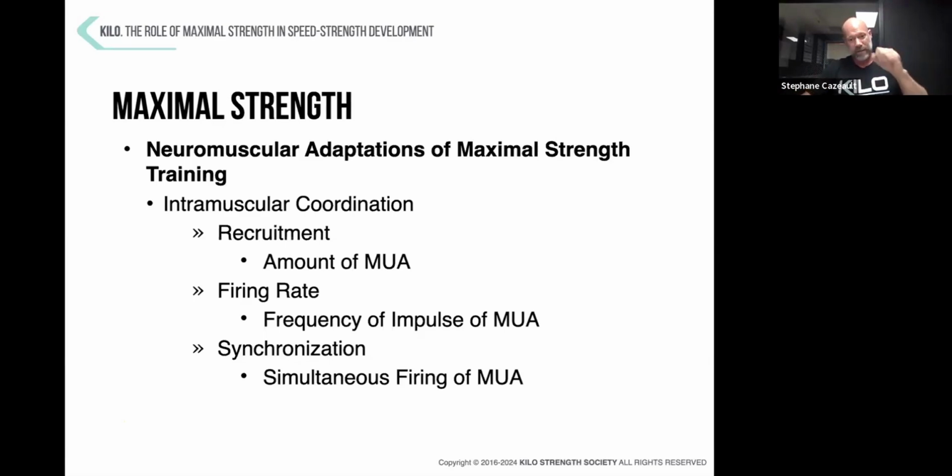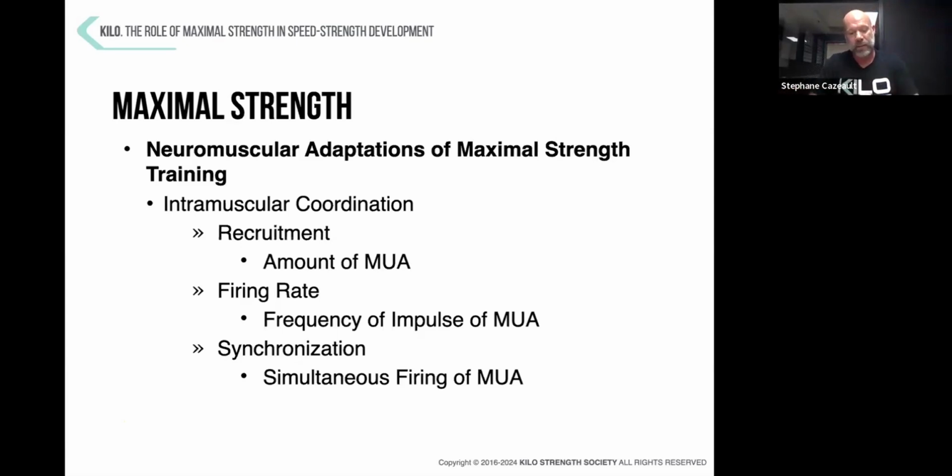And these impulses get discharged at really high frequency, to the point where at one point you have almost one full tetanic contraction. So that's how you're actually stronger, by having faster and faster impulses sent to the muscles within the motor units. And then finally, maximal strength training will help with synchronization of the recruitment of motor units.